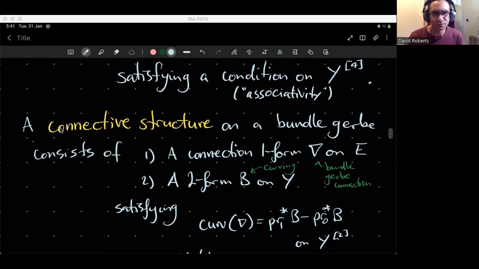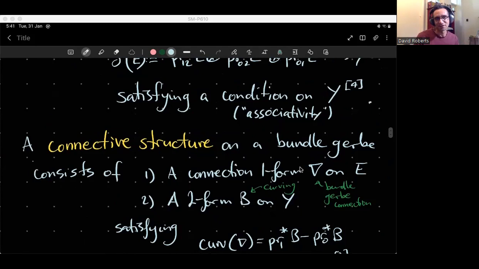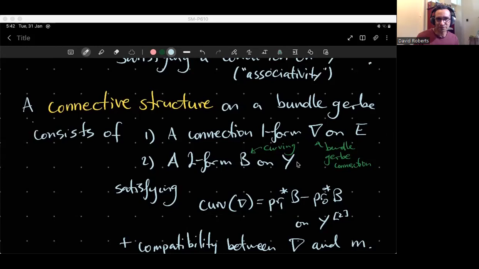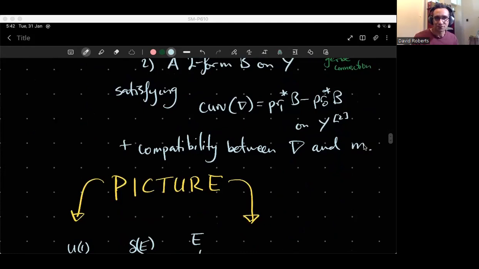Then we want to talk about geometry. The connective structure is, again, not just an ordinary connection. We have a connection one-form on our U(1) bundle, and there is an extra two-form, which I'm going to draw a picture of in a moment to show where all these things live. So there's a one-form and a two-form, and then there's some compatibility condition. The curvature here is the two-form curvature of this connection, plus a little bit of extra compatibility, which we don't need to recall now. This two-form gets called the curving. It's like a curvature, but not quite. So here's a picture. I'm going to draw where these things live.